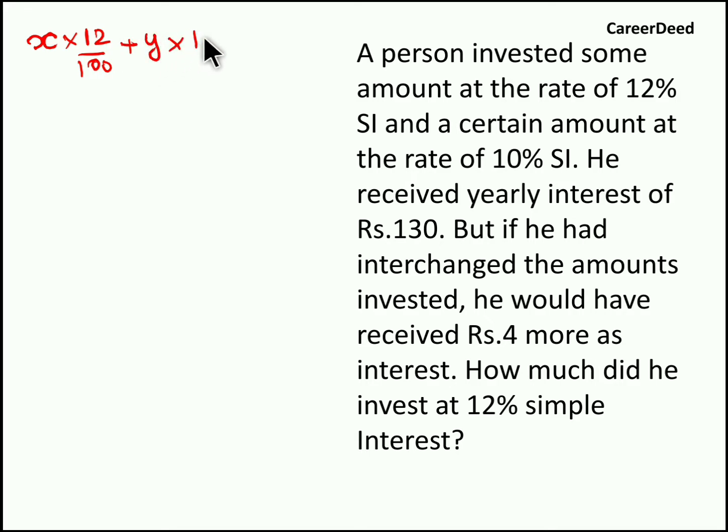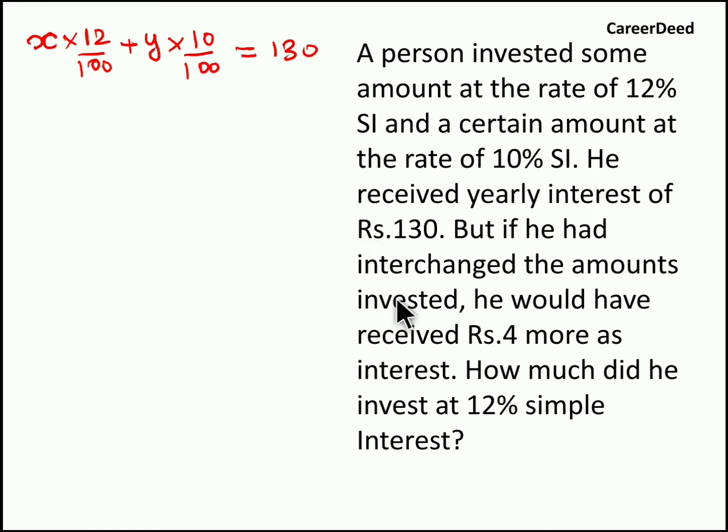For this, he will receive a 10% interest. So, into 10 by 100. He received yearly interest of rupees 130. So for this total, he will receive an interest of 130. See, for this x, he will get a 12% interest. For this y, he will get a 10% interest. Totally, he will get 130 rupees as interest.